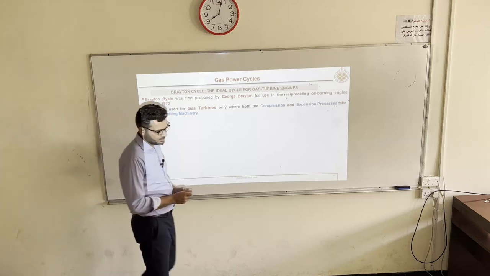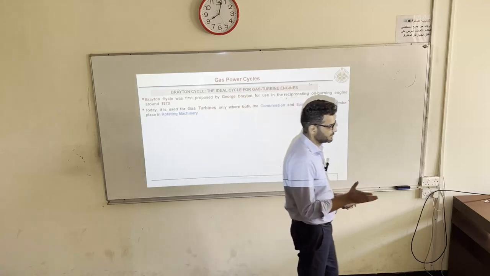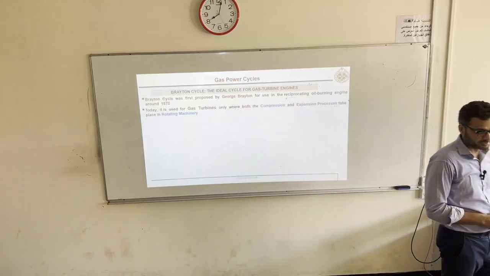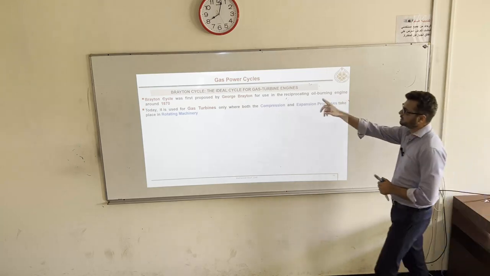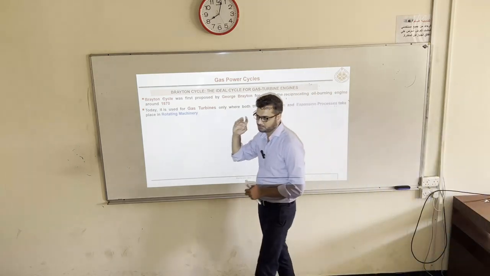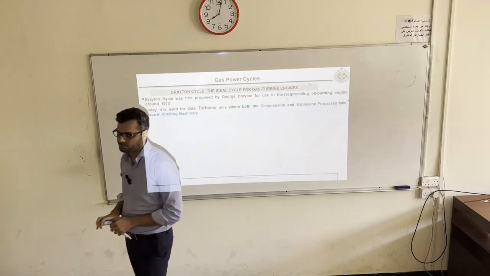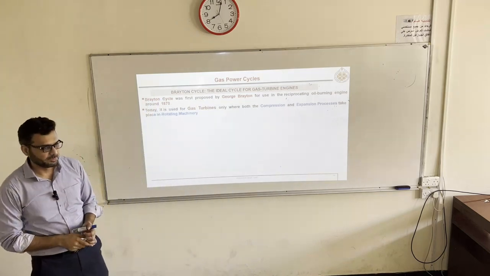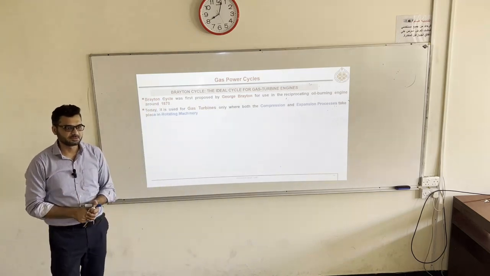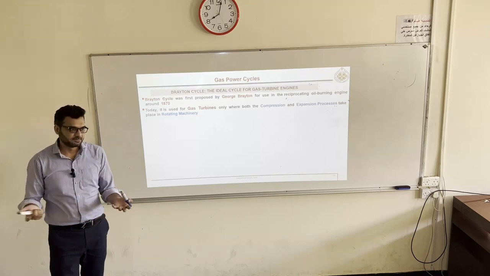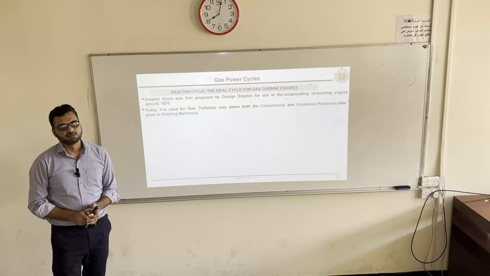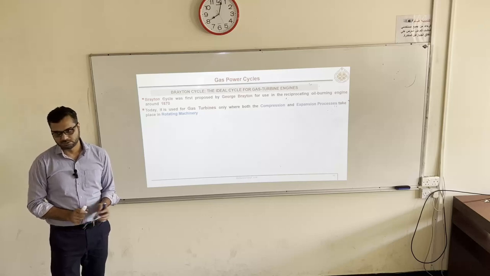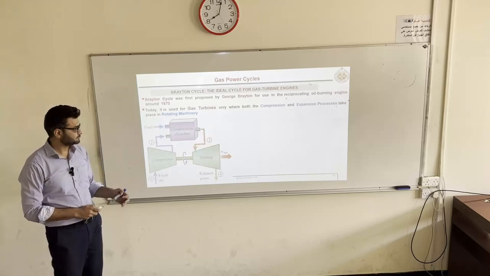So the engines which we have studied so far, Otto cycle or diesel cycle, both are reciprocating type of engine. But this type of Brayton gas power cycle or gas turbine cycle, those are not reciprocating type of engines. Those are rotary engines. Means compressor is a rotary compressor. Turbine itself is a rotary machinery or device. So here we do not have any reciprocating type of motion.